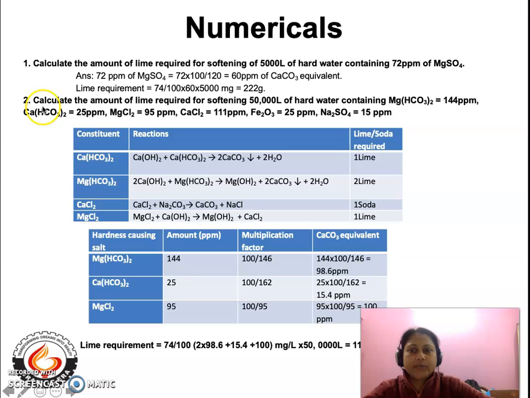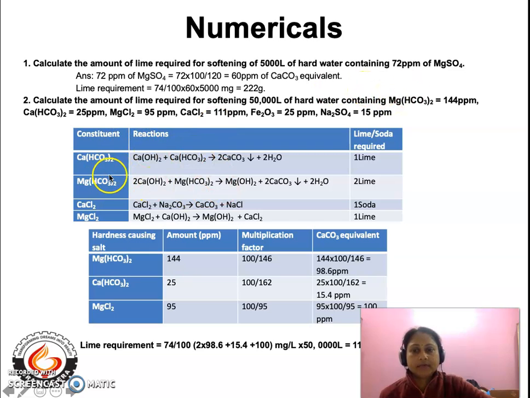Now the second numerical is: calculate the amount of lime required for softening 50,000 liters of hard water containing magnesium bicarbonate as 144 ppm, calcium bicarbonate as 25 ppm, magnesium chloride as 95 ppm, calcium chloride as 111 ppm, Fe2O3 as 25 ppm, and sodium sulfate as 15 ppm. We know that Fe2O3 and Na2SO4 do not produce hardness, so these are not going to be considered while solving this numerical.